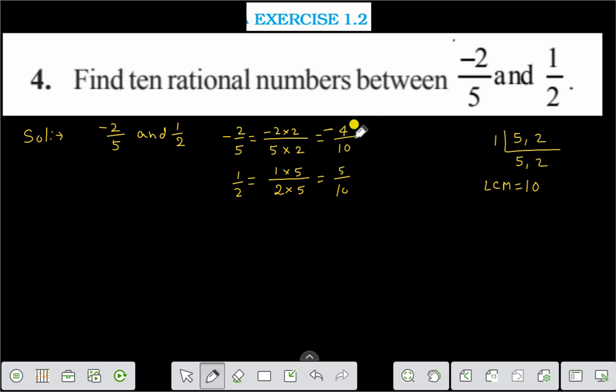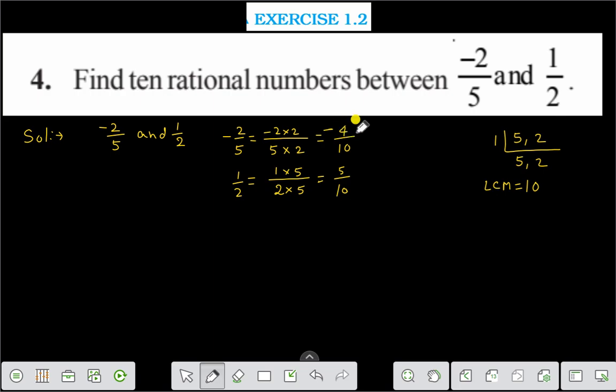But in this case, we do not get 10 rational numbers easily, because we get minus 3 by 10, minus 2 by 10, minus 1 by 10, 0, 1 by 10, 2 by 10, 3 by 10, 4 by 10. We are getting only 8 rational numbers.